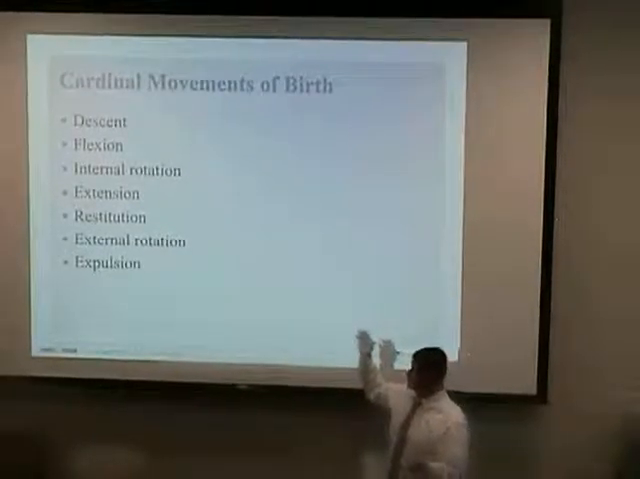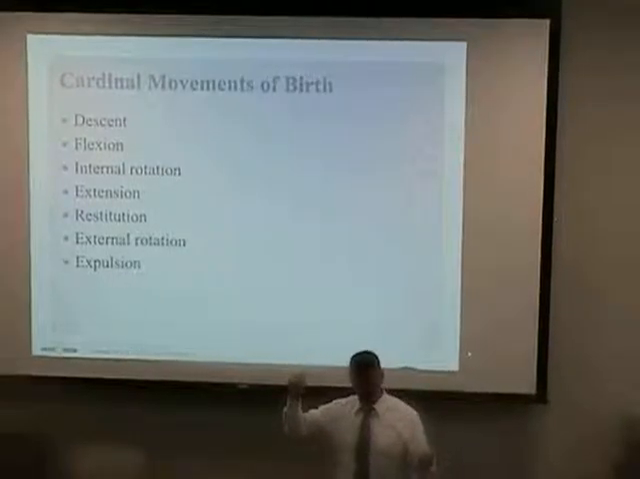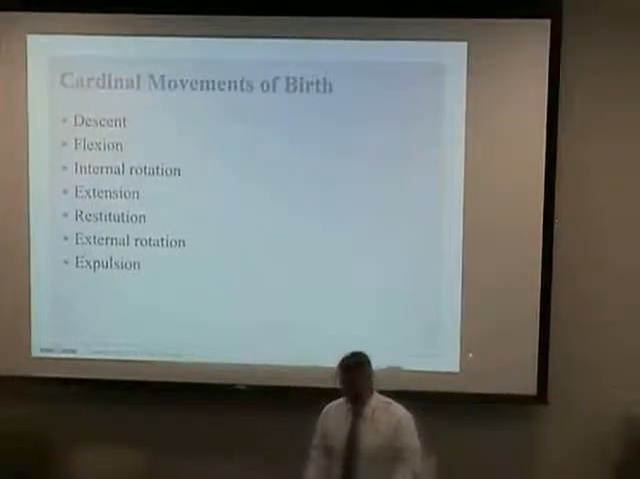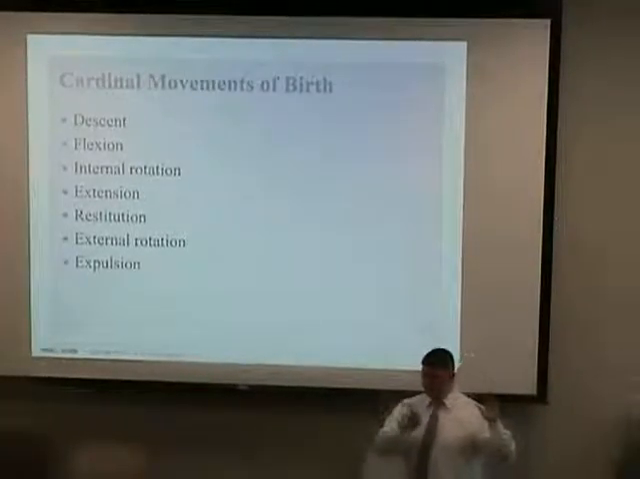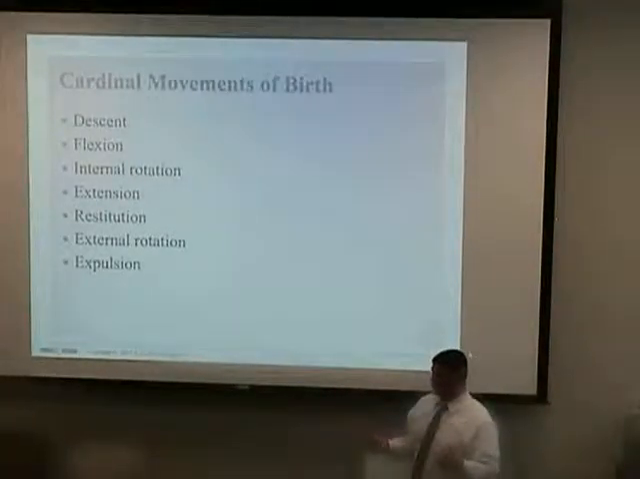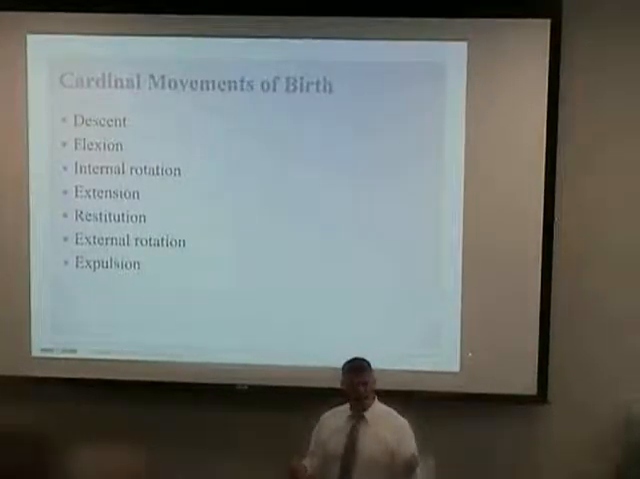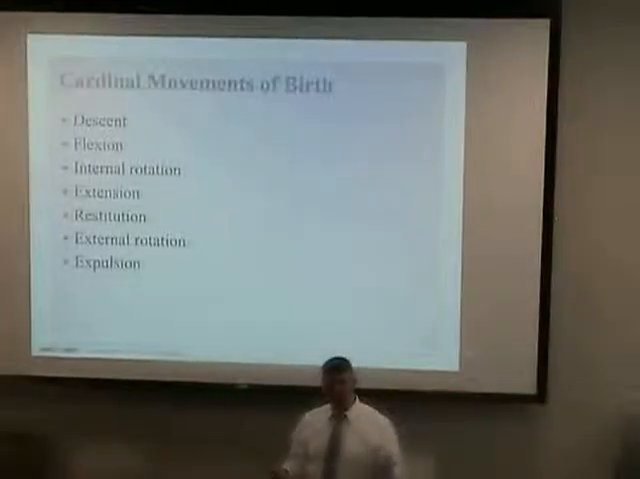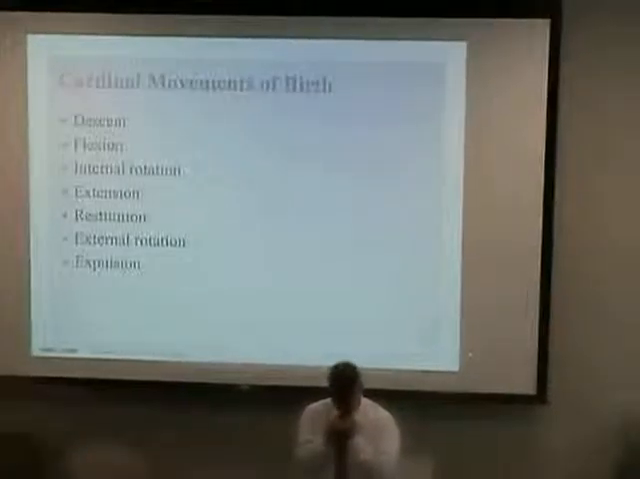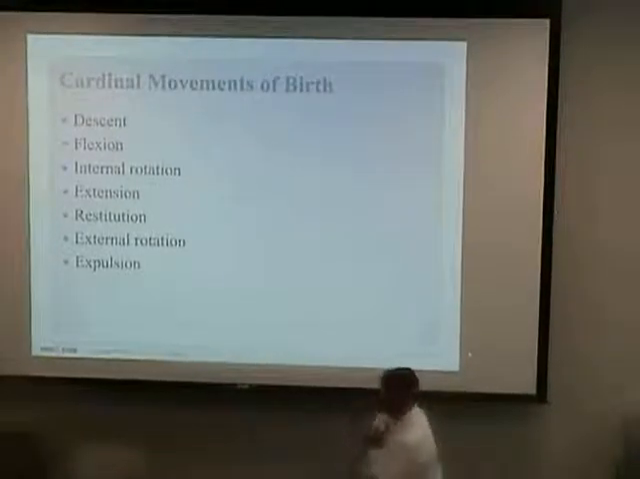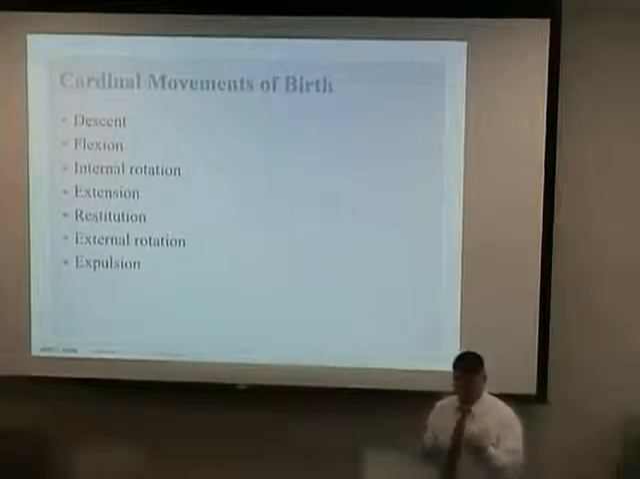So the first is descent. Obvious, just what it sounds like. They move down through the birth canal, from the beginning of labor to the end of labor. The baby is in a constant state of descent. The next is flexion. Flexion is what? Decreasing the angle, right? So they ball up into a tight little ball, to make themselves kind of bullet-shaped.